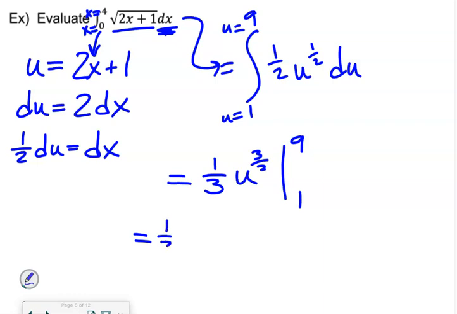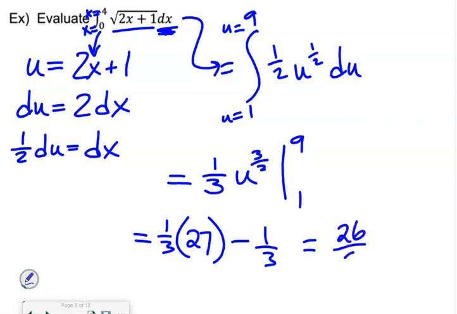So you have 1/3 times 9 to the 3/2. 27, right? How do you get 27? When you do 9 to the 3/2, you always do what first? The root, right? So the square root of 9 is 3, cubed is 27. Minus 1/3 times 1 to the 3/2, which is just 1. Yes, you can leave it unsimplified. I'm going to go ahead and combine the fractions if that's okay. So 27/3 minus 1/3 is 26/3.